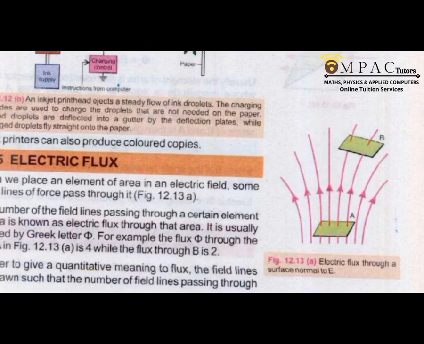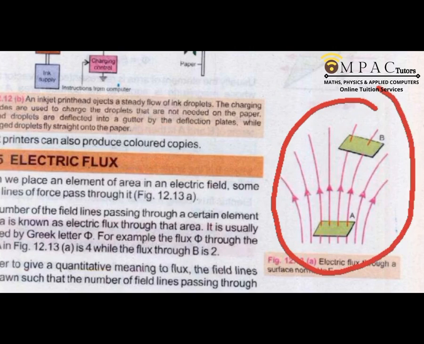Today in this class we will study electric flux. Electric flux is the number of field lines passing through a particular area element. You can see in this diagram there are two surfaces, A and B. The electric field lines pass through surface A and then pass through surface B. So we can say the flux is what? Flux is the number of field lines passing through an area element.